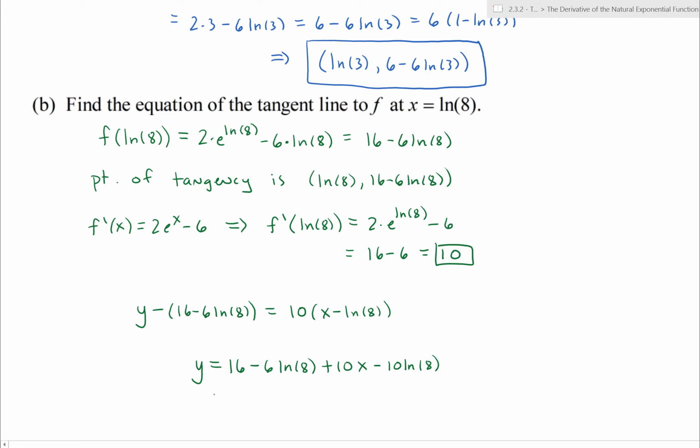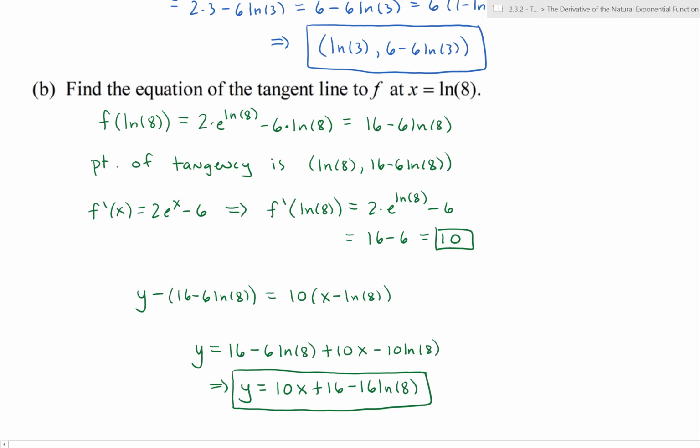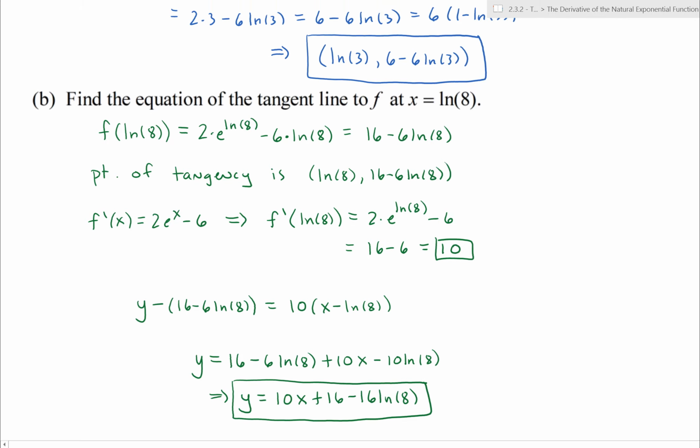And you see we have a couple like terms here. And finally we get, excuse me, y is equal to, let's write it as 10x, and then plus a 16, and then minus a 16 times the natural log of 8. There's our equation of the tangent line in slope-intercept form, and we did it. So that is the end of the video. We derived what the derivative of e to the x was in this video, and then we did an example using that result.